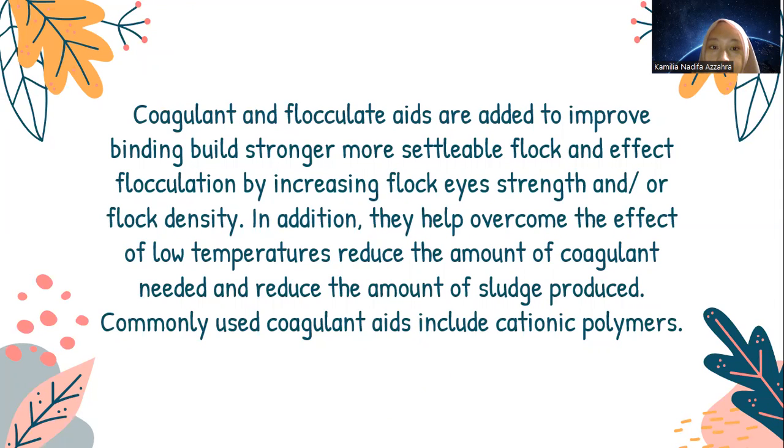Coagulant aids and flocculants are added to improve binding, build stronger, more settleable floc, and aid flocculation by increasing floc size, strength and/or floc density. In addition, they help overcome the effect of low temperatures, adjust the amount of coagulant needed, and reduce the amount of sludge produced. Commonly used coagulant aids include cationic polymers.